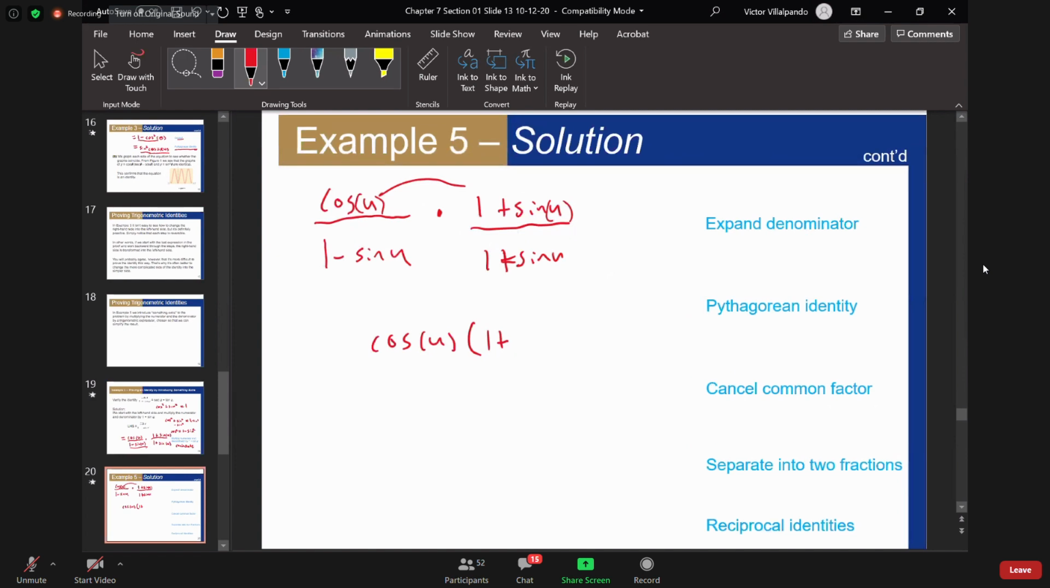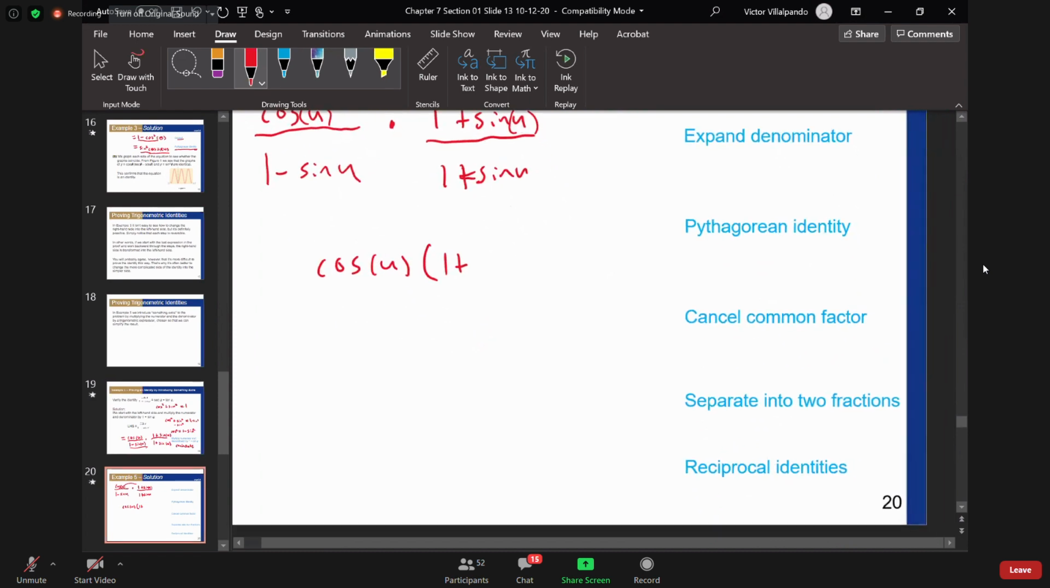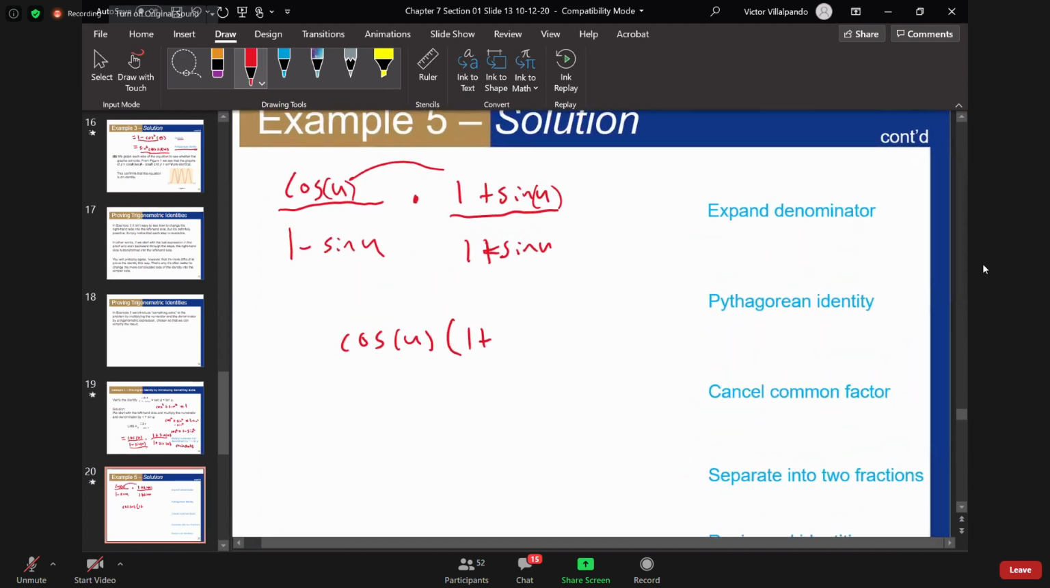All right, just so I can write a little bit smaller if I'm zoomed in. All right, perfect. 1 plus sine u. All I did is multiply by the conjugate, and now I'm expanding the denominator. So now I need to FOIL here.